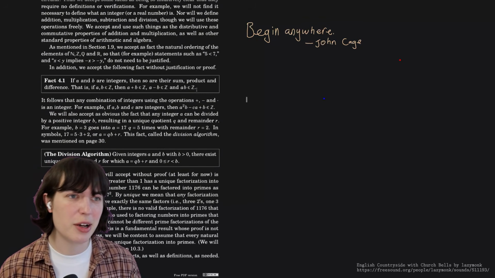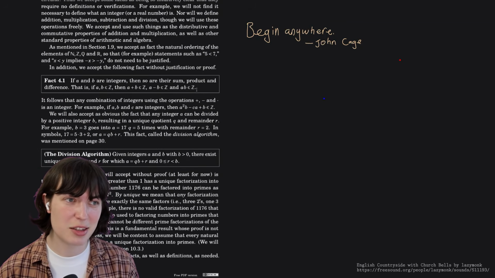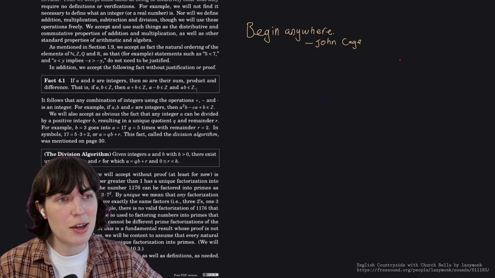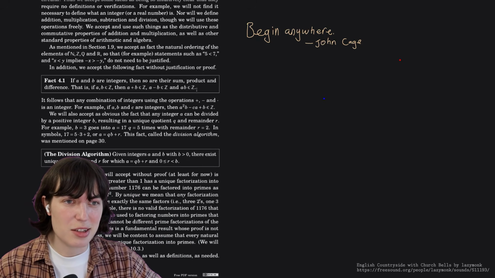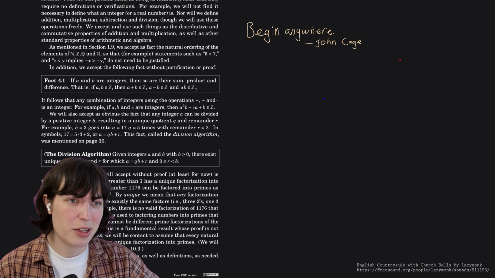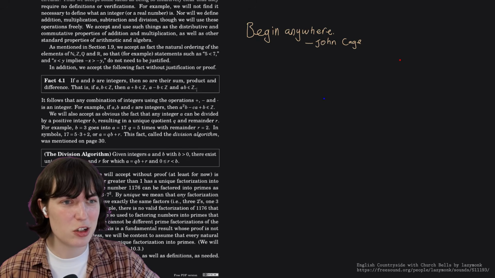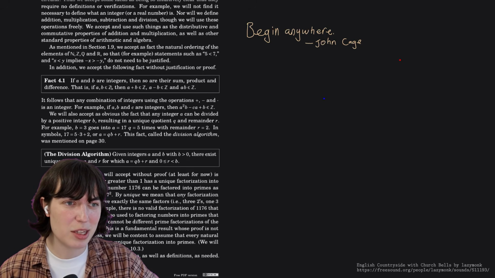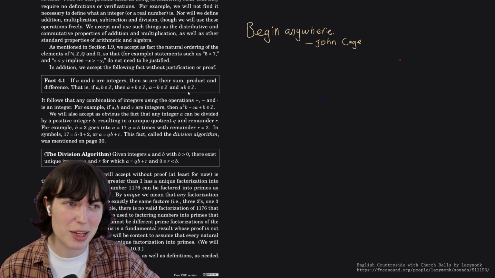As mentioned in section 1.9, we accept as fact the natural ordering of the natural numbers, the integers, the rational numbers, and the real numbers, so that, for example, statements such as 5 is less than 7, and x is less than y implies minus x is greater than minus y, do not need to be justified. In addition, we accept the following fact without justification or proof. Fact 4.1. If a and b are integers, then so are their sum, product, and difference. That is, if a and b are in the integers, then a plus b, a minus b, and a multiplied by b are in the integers.